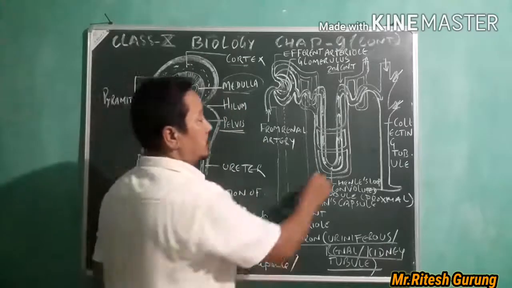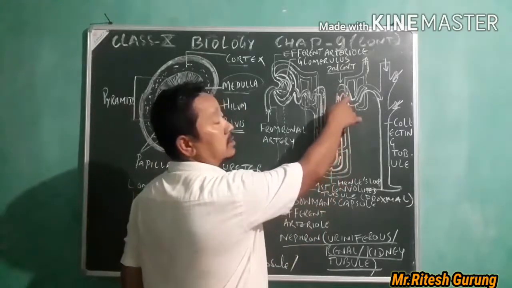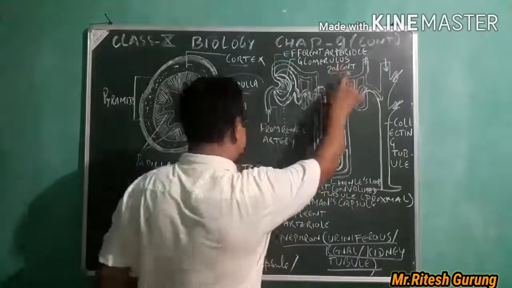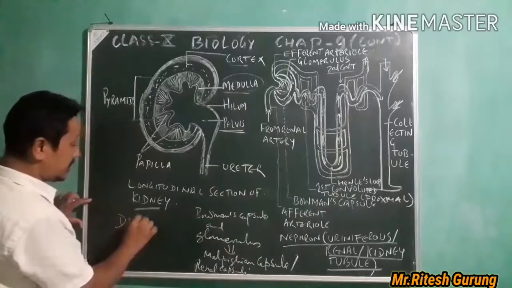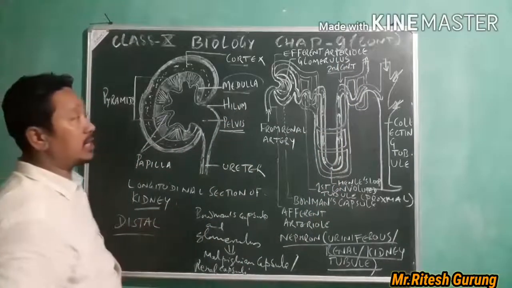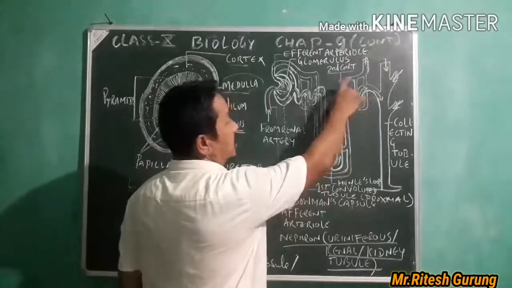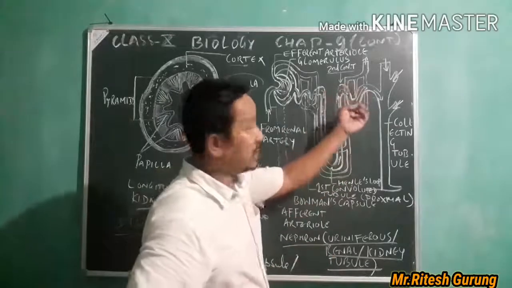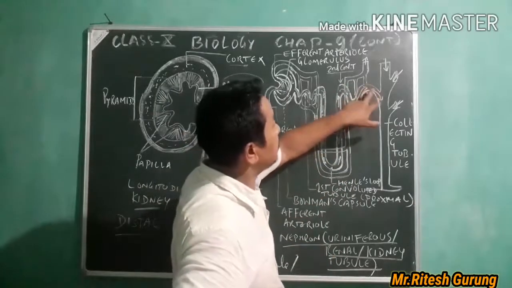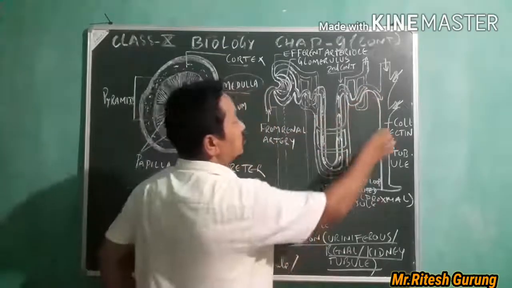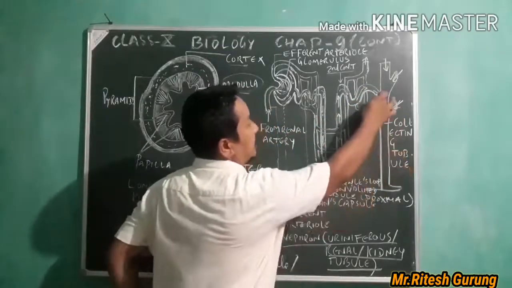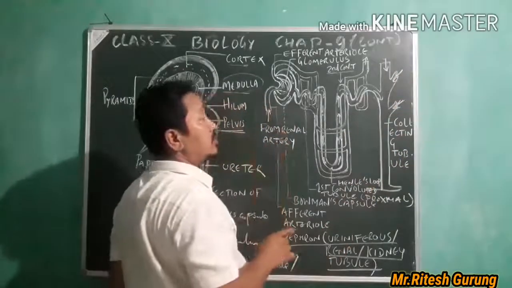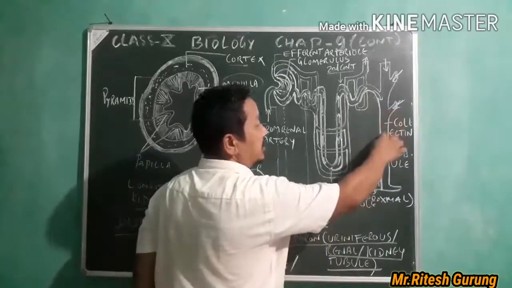Then it goes back to the other convoluted tubule, which is your second convoluted tubule, also called the distal convoluted tubule. This distal convoluted tubule you see here again is highly convoluted, and it opens into the collecting tubule here. There are many convoluted tubules, several of which all open into this collecting tubule.